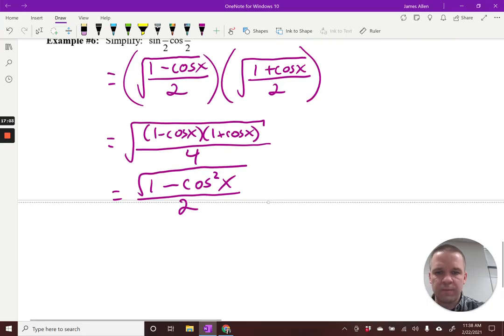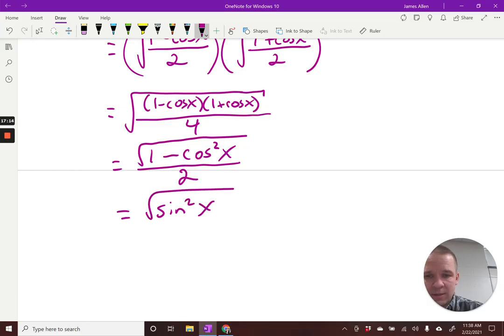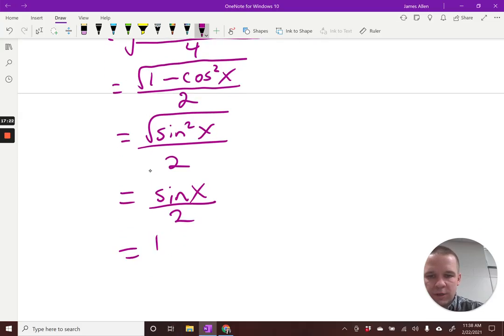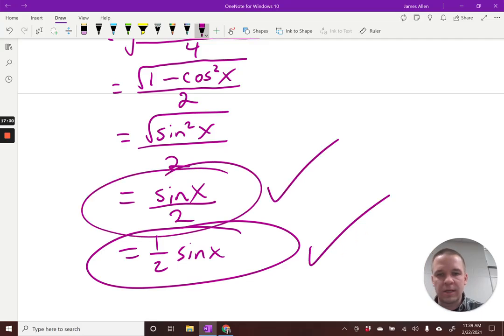The numerator is in the square root. 1 minus cosine squared x is sine squared x, still in the square root, but I think you know what's about to happen. Sine of x over 2, or you could write it as, if you so choose, 1/2 sine of x. Either way is cool with me. Both of these are acceptable answers, whatever you did to come up with it.